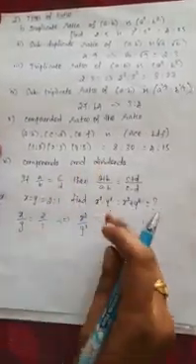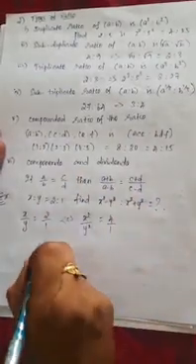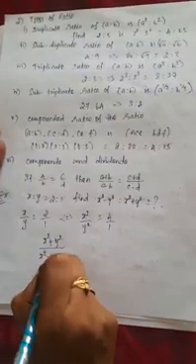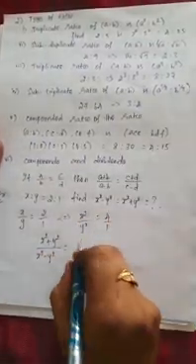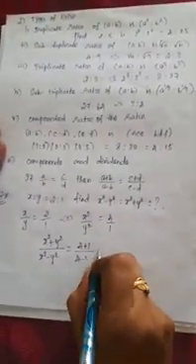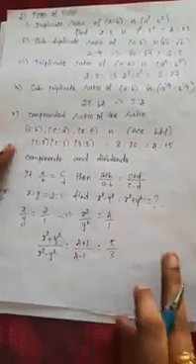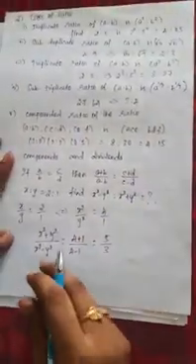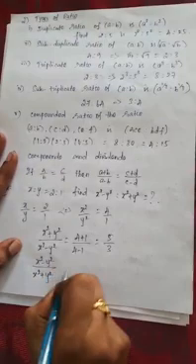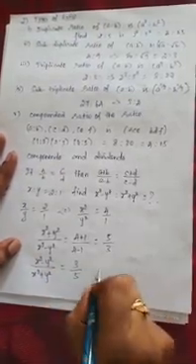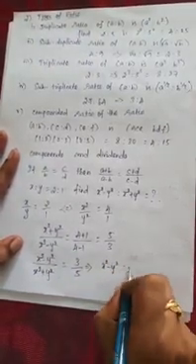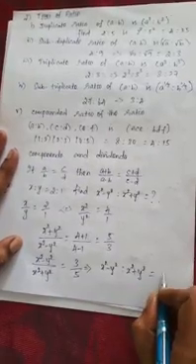Here applying this rule, a plus b by a minus b, here a is x square, b is y square, so x square plus y square by x square minus y square is equal to c plus d by c minus d, where c is 4 and d is 1, so 4 plus 1 by 4 minus 1, that is 5 by 3. The question is x square minus y square is to x square plus y square. So taking reciprocal, x square minus y square by x square plus y square is equal to 3 by 5. So that x square minus y square is to x square plus y square is equal to 3 is to 5.